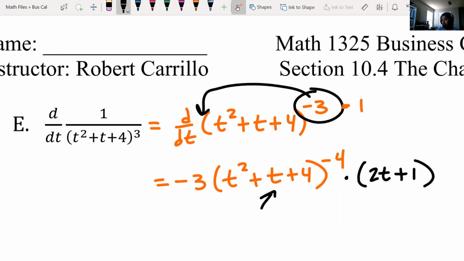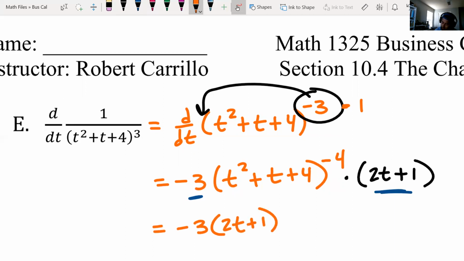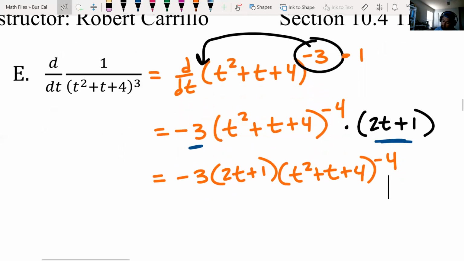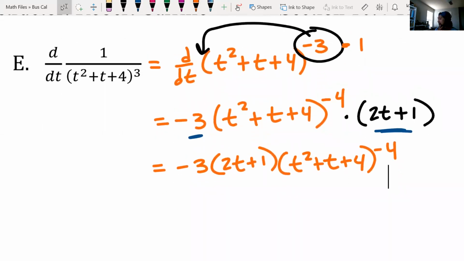Very good. Okay. Just making sure I was... You got it. And then this times that. And we get, I'm going to just write it like this first. Negative 3 times 2t plus 1 times t squared plus t plus 4 to the negative 4. Okay. So that is a good answer.